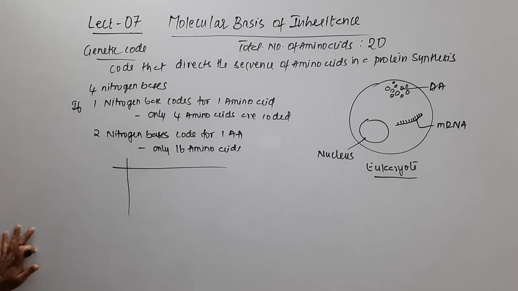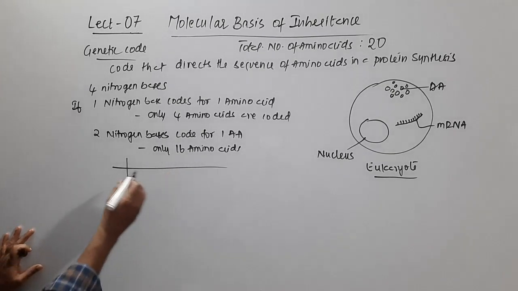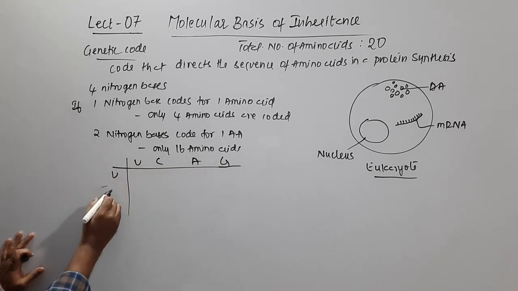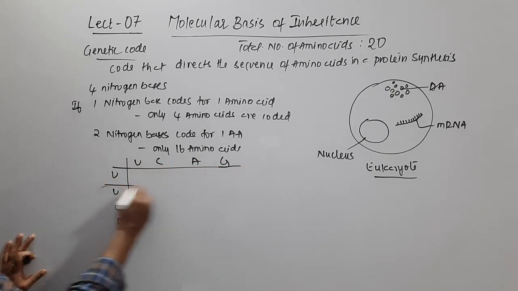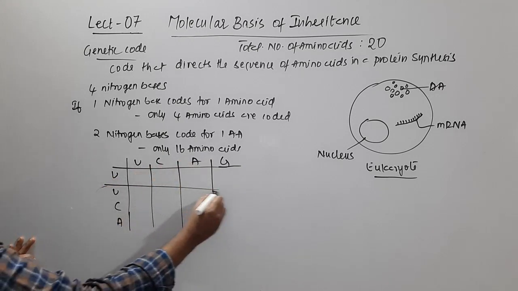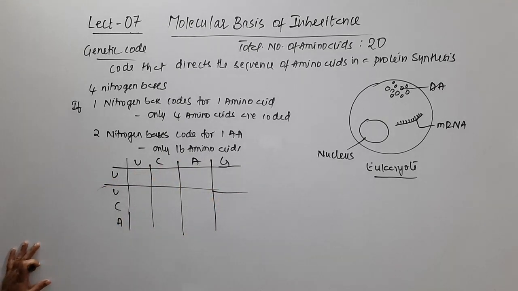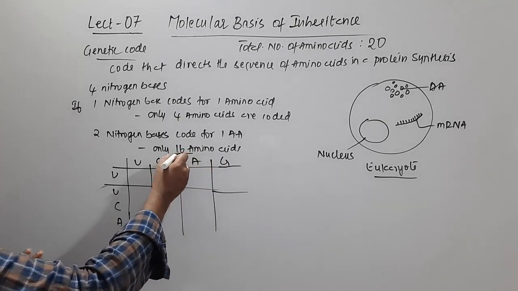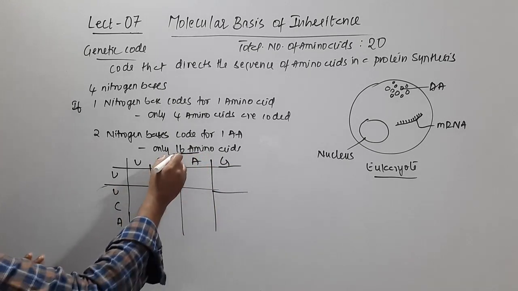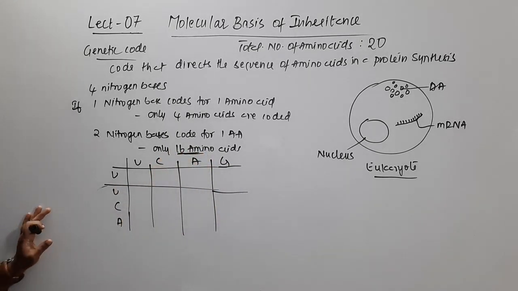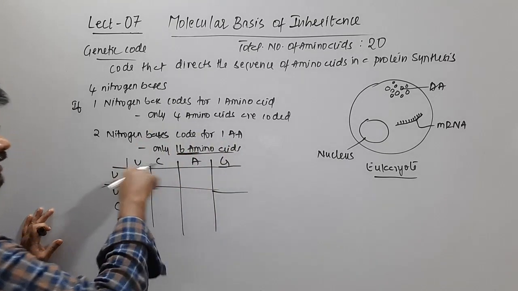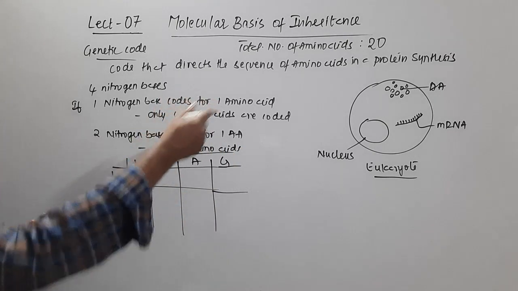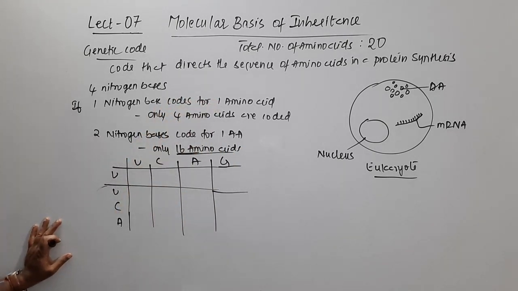You need to take something like U, A, and U, C, A, G. You can take some sequences, and again here U, C, A, G. If you take it like this, then in total you will get 16 codes, coding for only 16 amino acids. It means that this is also not correct. We need codes for all 20 amino acids.